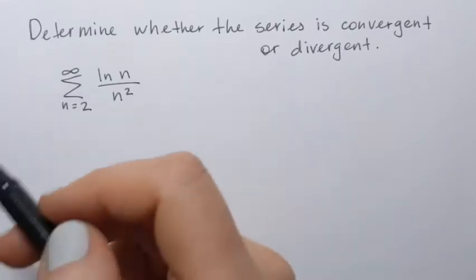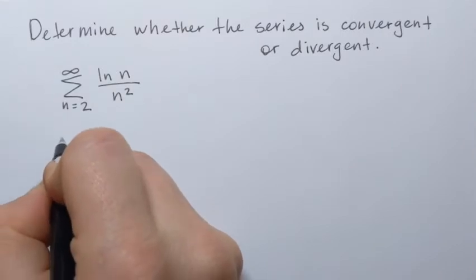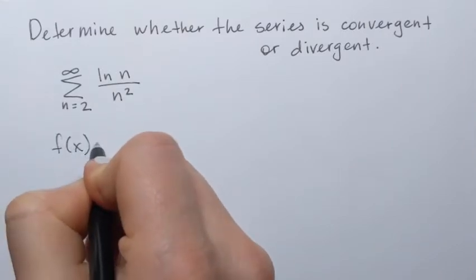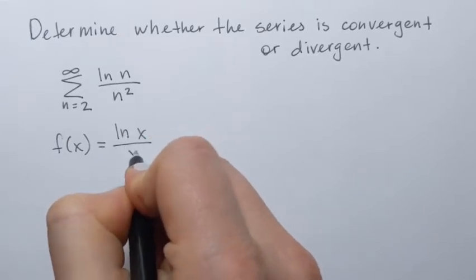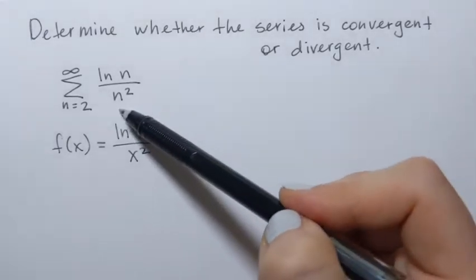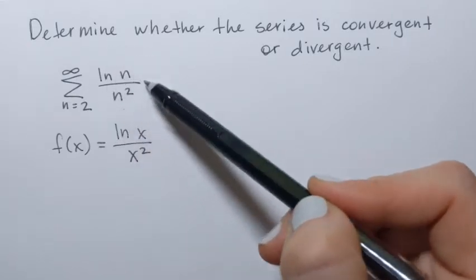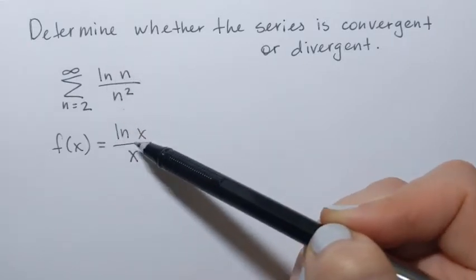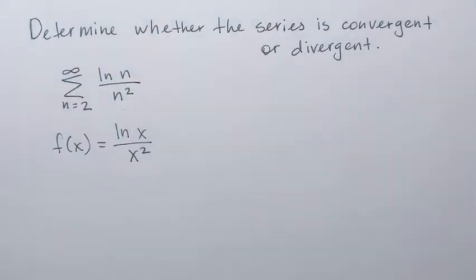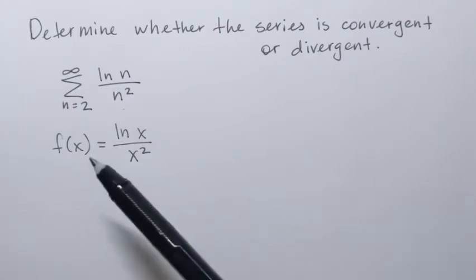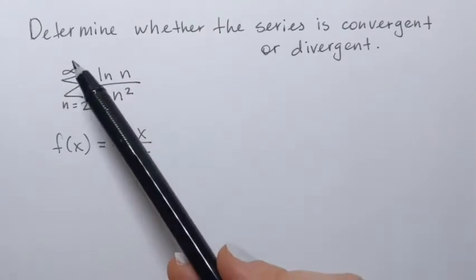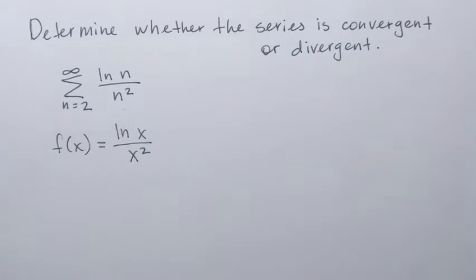So to start the integral test, we first have to write down the corresponding function f of x. That is ln of x over x squared. I'm just taking this a sub n term and then switching everything to x. Next, we have to verify if the integral test can be used. It can be used only if this function is continuous, positive, and decreasing on the interval from 2 to infinity.